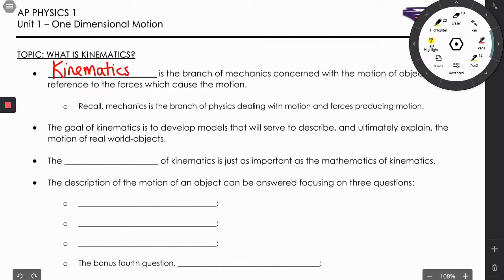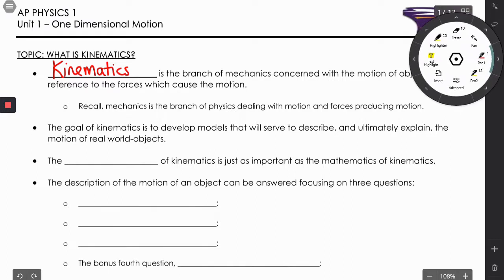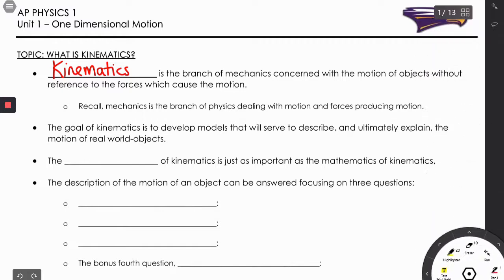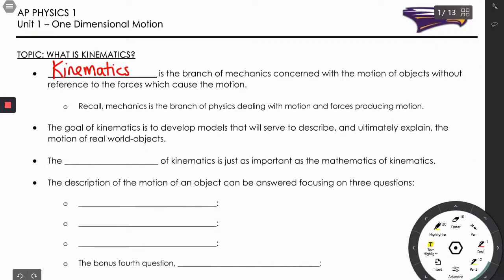is the branch of mechanics concerned with the motion of objects without reference to the forces which cause the motion. So the way mechanics really works is that you've got three big ideas: energy, motion, and forces. And then you see how they interlink, but they also treat themselves separately. And kinematics is when motion is not connected to the other two.